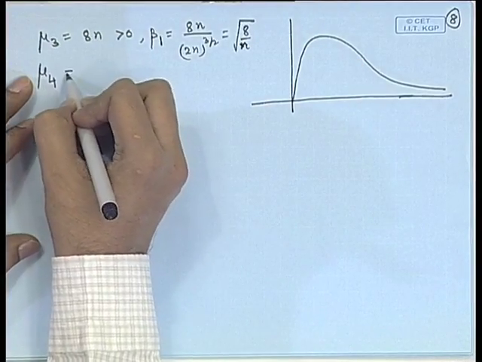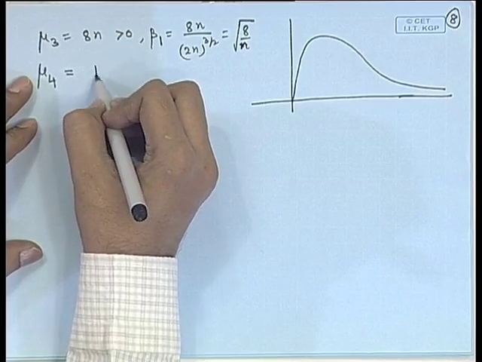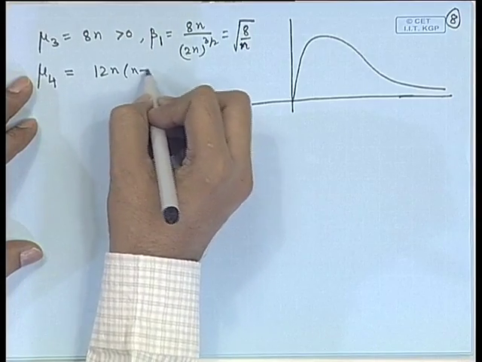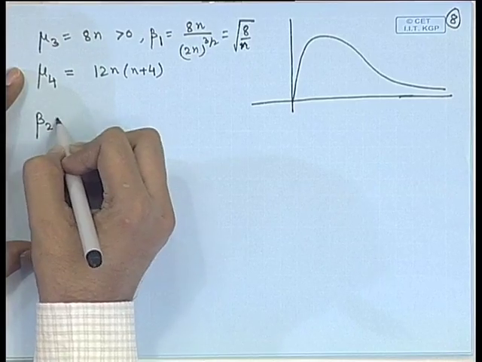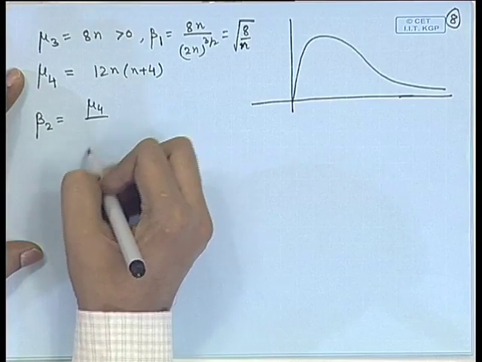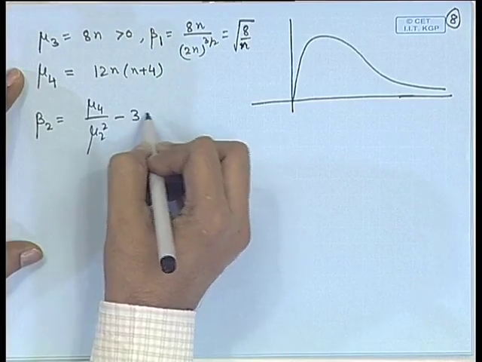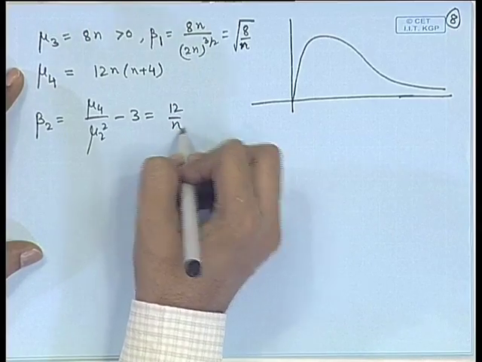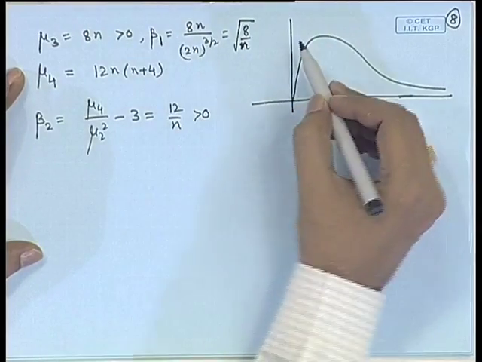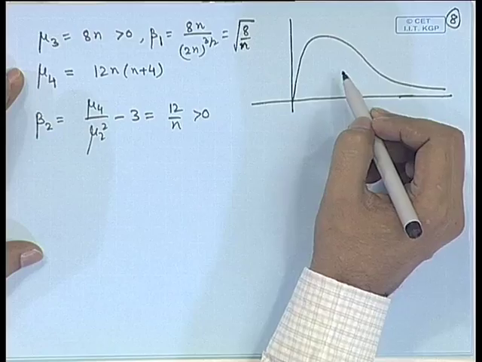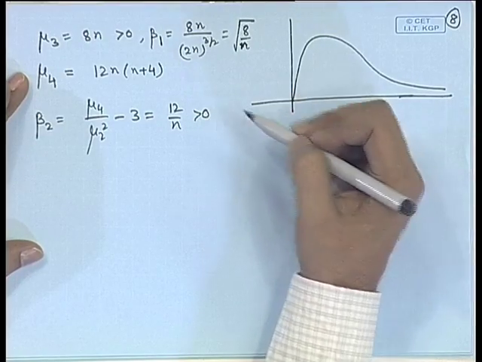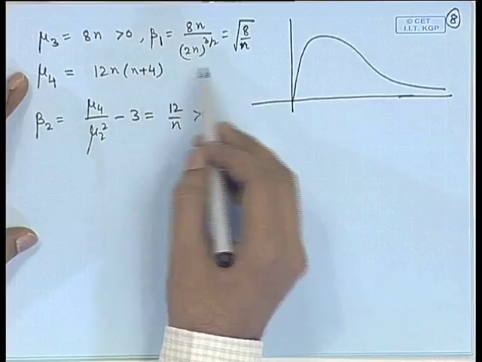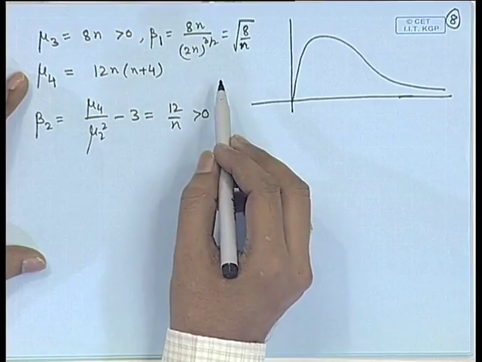Similarly, if we look at mu 4, that is 12n into n plus 4, and the measure of the kurtosis is mu 4 by mu 2 square minus 3, which is equal to 12 by n. So, it is positive. That means the peak is higher than the normal, but as n becomes large, this is approximately normal. In fact, as n becomes large, this is tending towards normality.